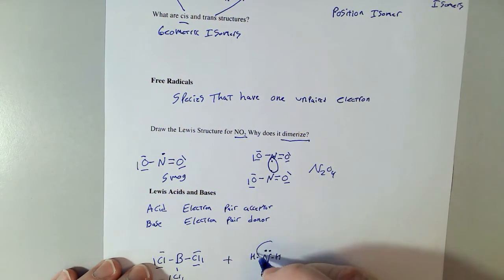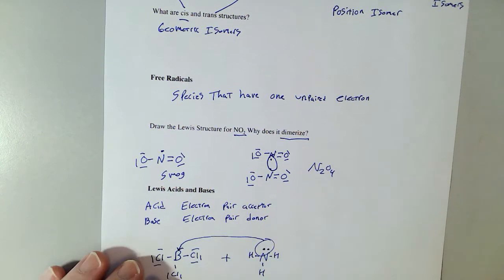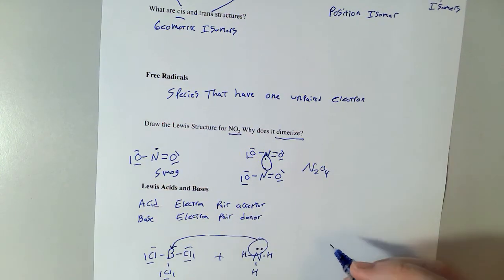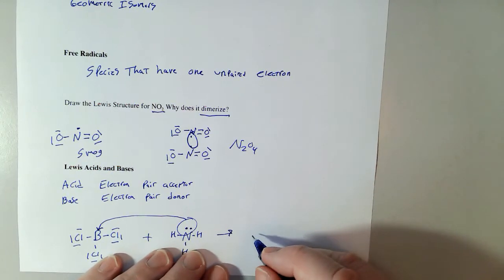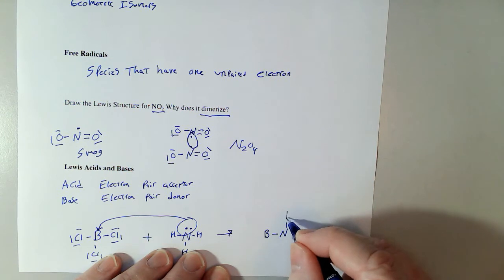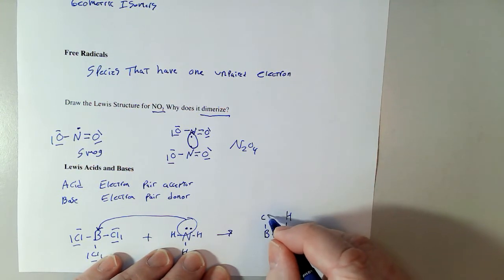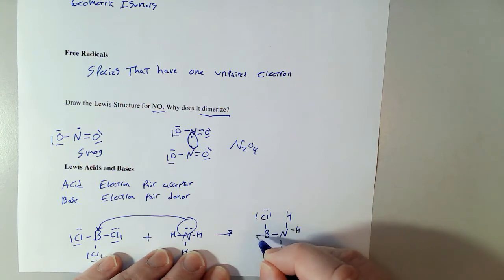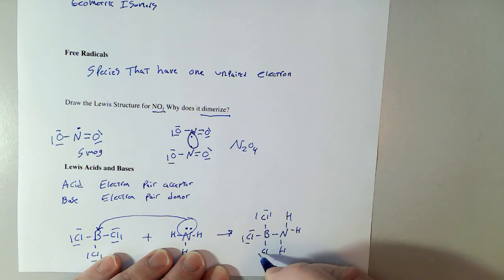And what can happen is this lone pair can come over here to where the boron does not have an octet. And what we can end up getting is a boron bonded to a nitrogen, which has 3 hydrogens coming off of it, and the boron has the 3 chlorines coming off of it.